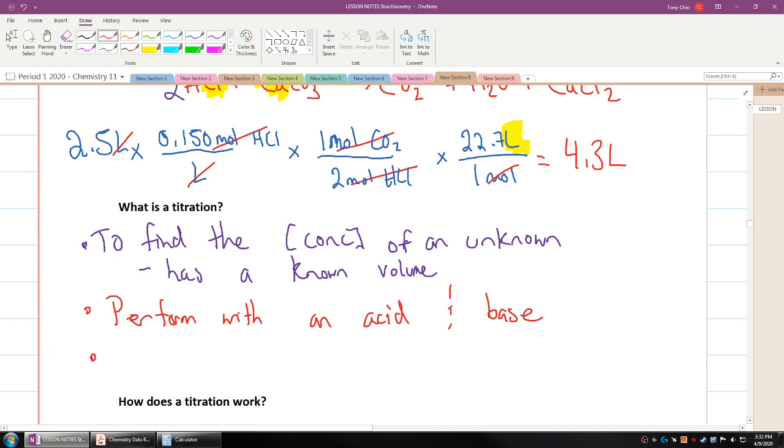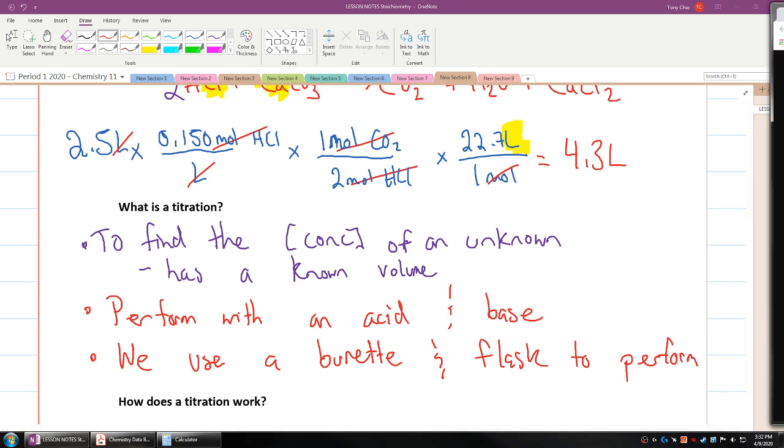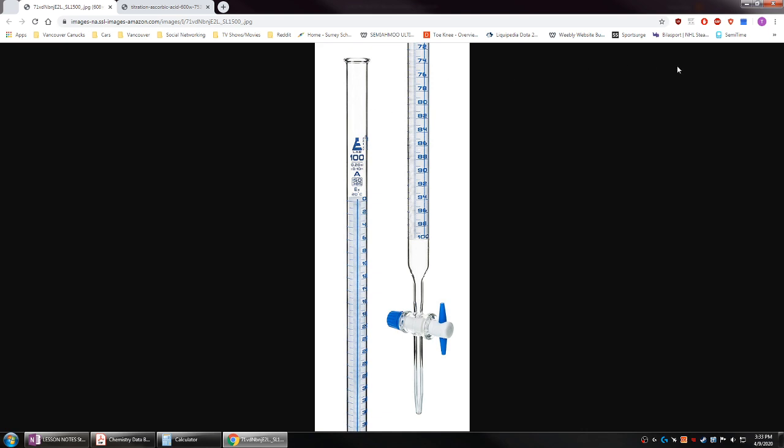And we use a tool called a burette. So we use a burette and flask to perform it. Now, what is a burette? A burette is a specialized tool. If I open up this right here, you can see that a burette is a glass tube that has number markings like a graduated cylinder. Now, the number markings go backwards. They count from top to bottom.